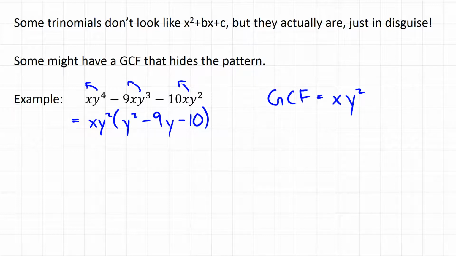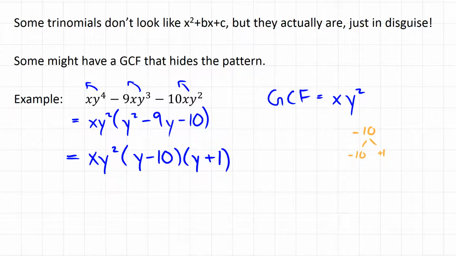And now you can see that this is a regular factorable x squared plus bx plus c trinomial. So minus 10, two numbers that multiply to minus 10, add to negative 9. Well, let's try 10 and 1, and I could use negative 10 and positive 1. So this would be equal to xy squared times y minus 10 times y plus 1. So you can see we managed to factor this thing that did not look like an x squared plus bx plus c trinomial, but by taking out the GCF we could do it.